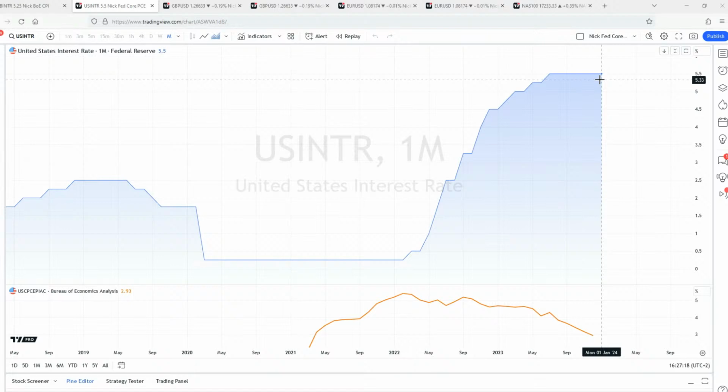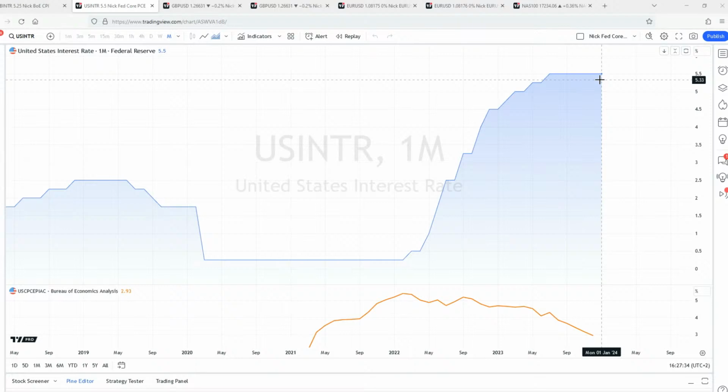That's a dovish shift compared to his December comment, where he had said that it is at or near its peak.